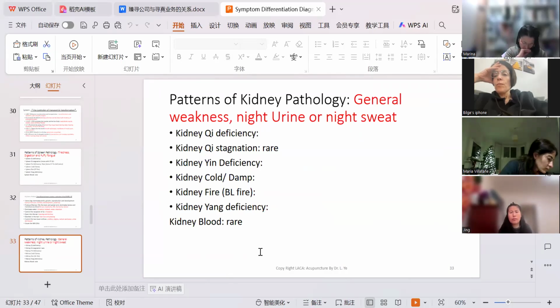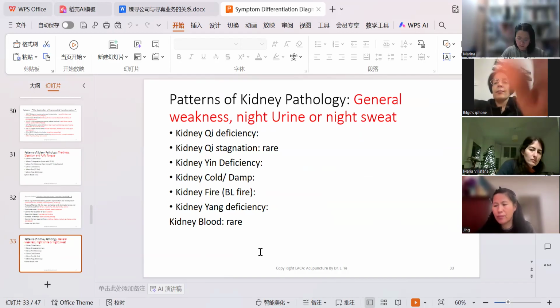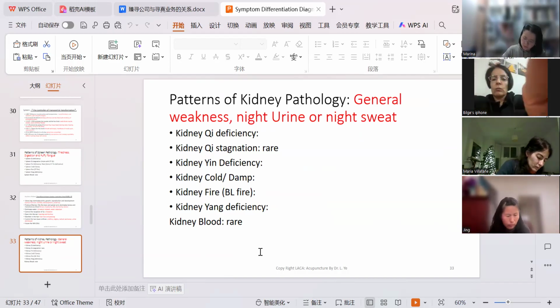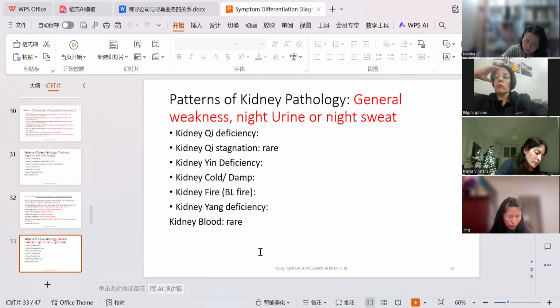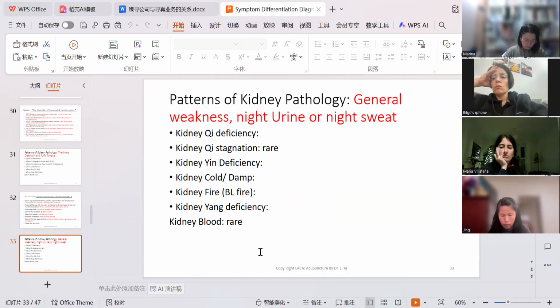The patterns of kidney pathology we generally call general weakness. Compared to the spleen qi deficiency, kidney is the root of the overall life force. We call it the prenatal life force of kidney. So if there's involvement of kidney deficiency affecting your constitution, it is generally weaker, even weaker than the spleen.